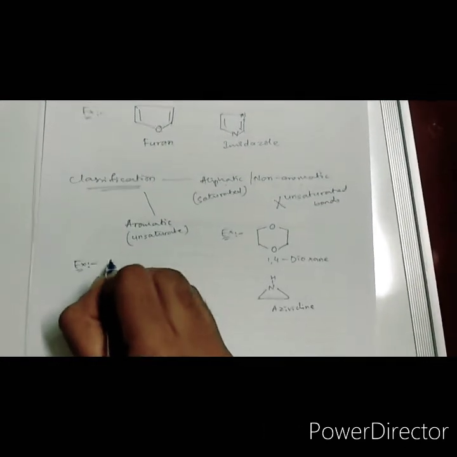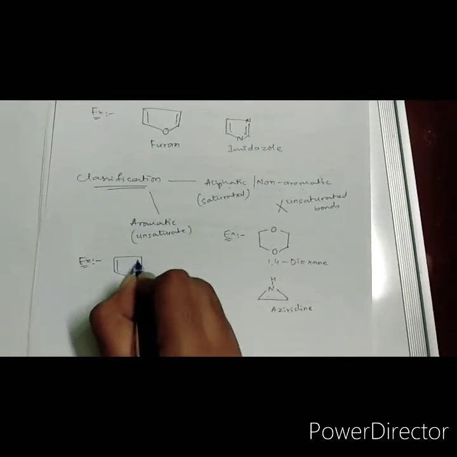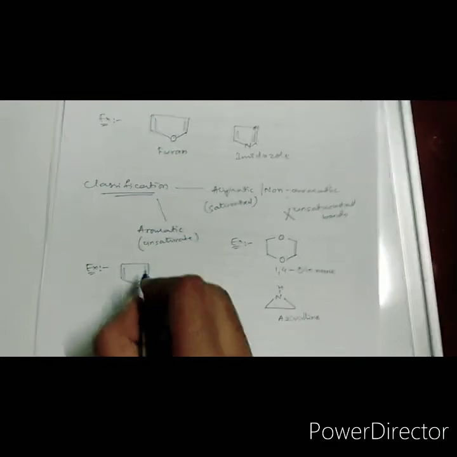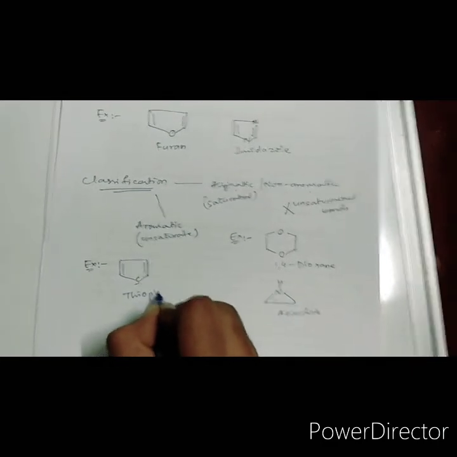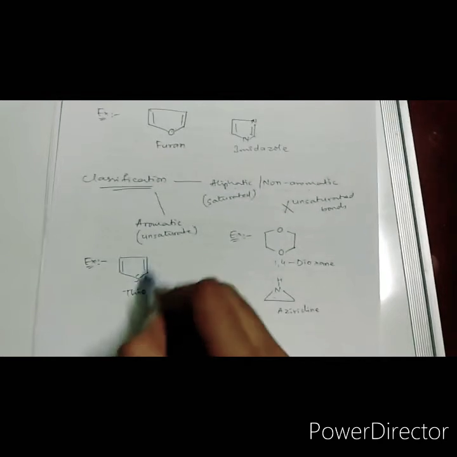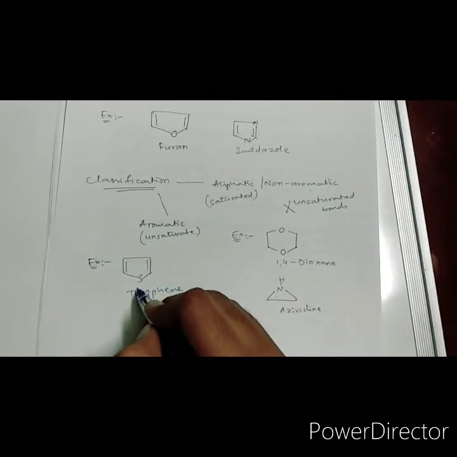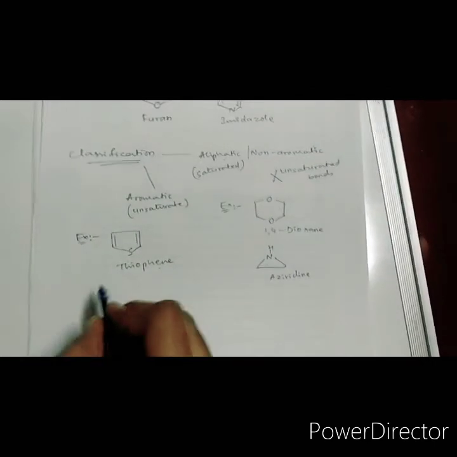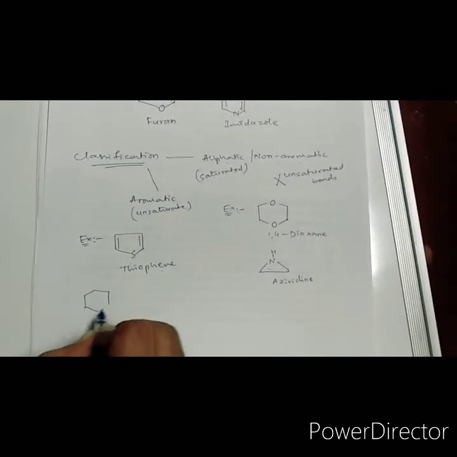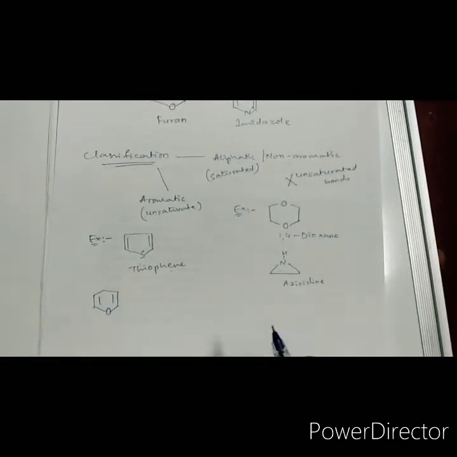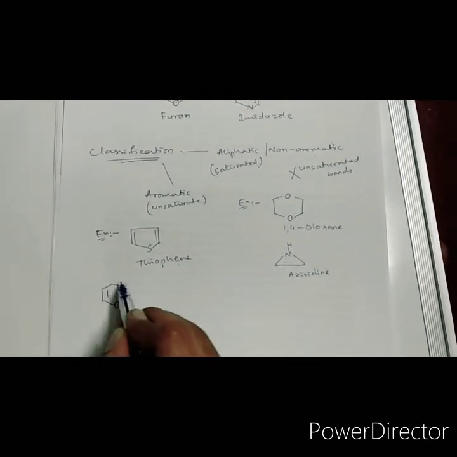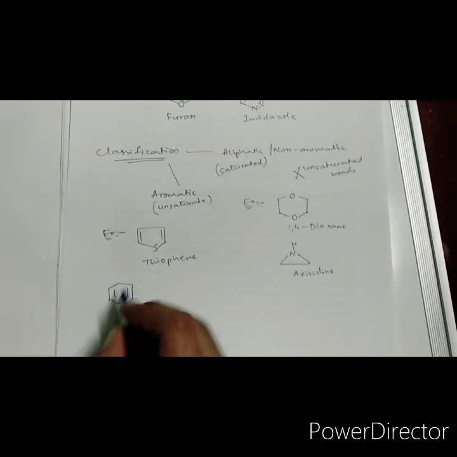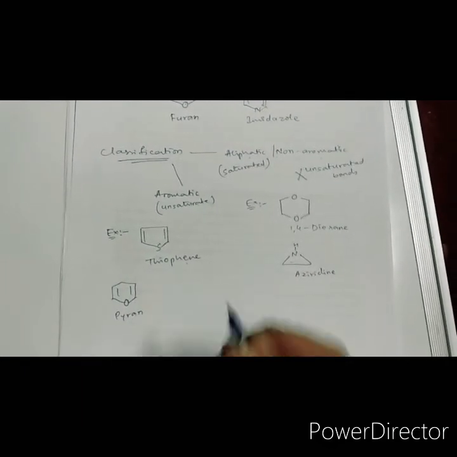So here you can see a 5-membered ring system, unsaturated along with the heteroatom. So here heteroatom is sulfur, and this compound is known as thiophene. This is 5-membered unsaturated along with the heteroatom. This is known as thiophene. Let us see example for 6-membered unsaturated heterocycle. You can see this is 6-membered ring, unsaturated, and oxygen is a heteroatom, and this is known as pyran.